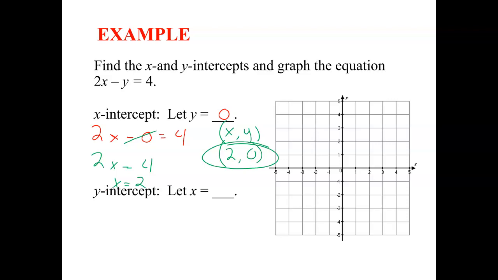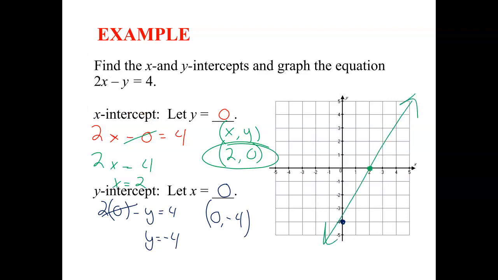Y-intercept, we're going to let x equal what? 0. Okay? So for y-intercept, we let x equal 0, and we're going to follow the same process. If I have 2 times 0 minus y equals 4, well, that term just goes away. I'm left with negative y equals 4. So what does y equal? Negative 4. Y equals negative 4. So what is my ordered pair for my y-intercept? 0 for the x value, negative 4 for the y. And then that lets us graph quickly 2 points here and here. And then we've got our linear equation.